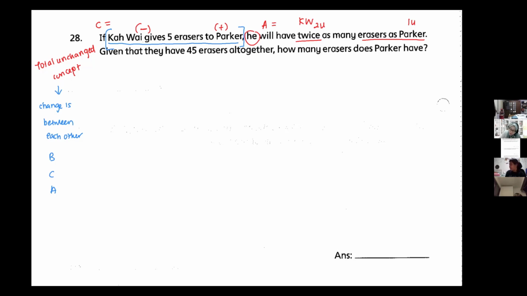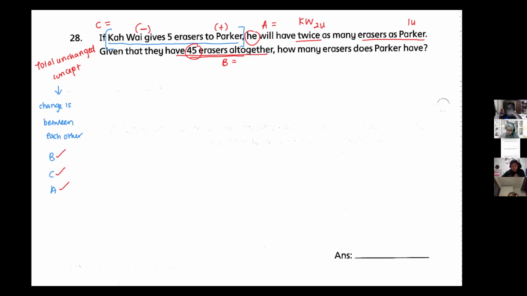Then if you move on to the next sentence, they are given a total of 45 erasers altogether. So this is actually my before information. I only know the total of 45. How many erasers does Parker have? I have underlined all the keywords. Before is found, change is found, after is found.